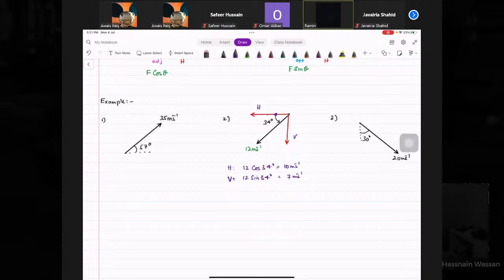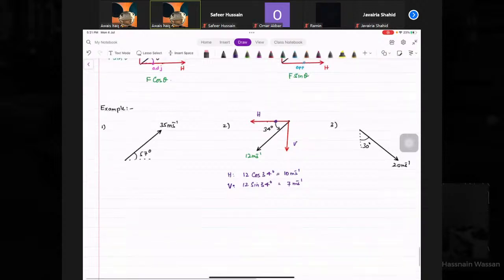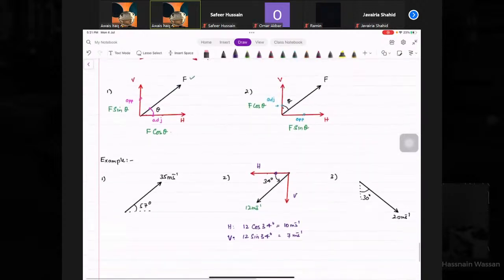Sir, what are we doing? Resolution. Why are you late, by the way? I just came home. Okay. This is resolution. We are making components. So you break the components like I showed you on top. First draw them and then give me the value.